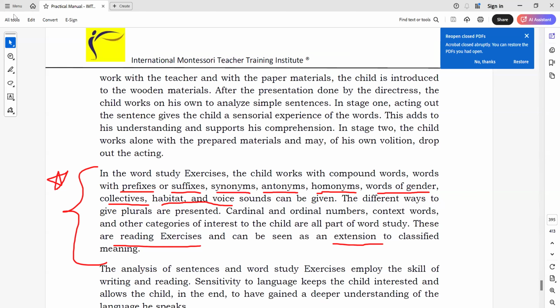Is it a synonym? Is it an antonym? What is the homonym? What is the word of gender? Is it a prefix? Is it a suffix? Is it a collective noun? Younger children like grade 1, 2, and 3 would be able to work and analyze each word in the sentence which has been given.